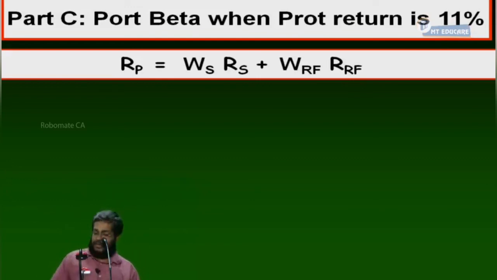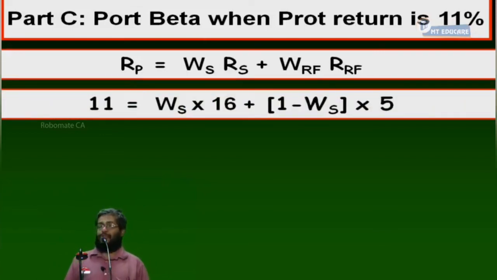Can I proceed? Now, then you should tell me. Okay, write down. 11 is equal to RP. 11 is equal to weight of security into what is return of the security? 16. WS into 16 plus what is the weight of the risk-free asset? 1 minus weight of security into 5. 11 is equal to WS into 16 plus 1 minus WS into 5.